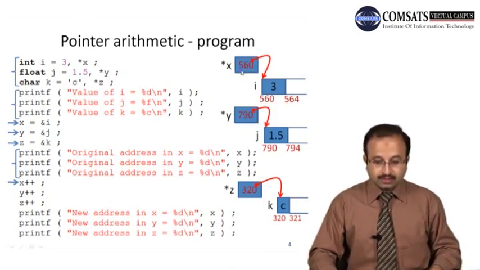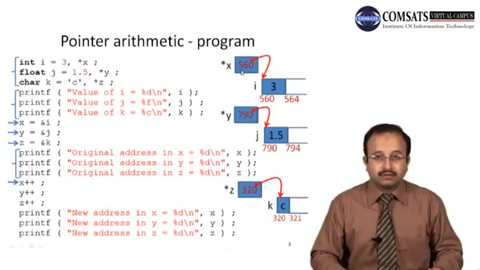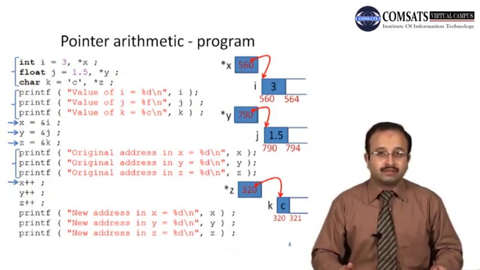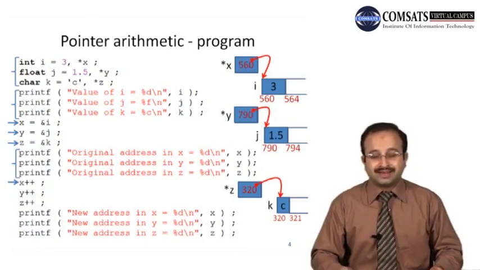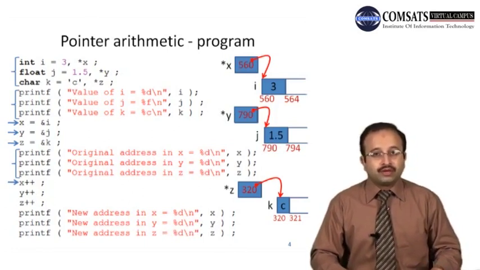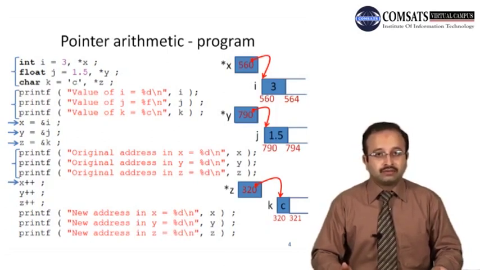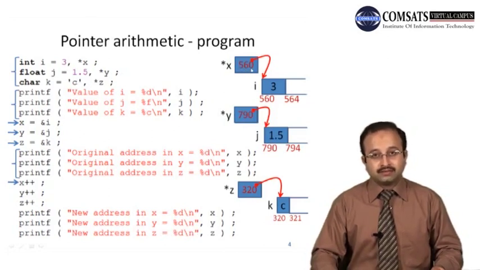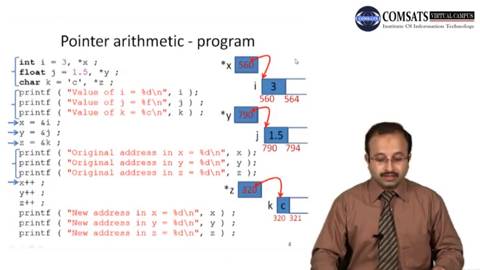So when this statement is executed, you will see over here the value of x will be incremented. Before incrementing that value, do you remember that I told you in the previous lecture that when you increment the value of the pointer, you have to look at the type of the pointer? If the pointer is of integer type, it should point to the next integer value, not the next byte. The next integer value is 4 bytes away from the current position, right? So if the current position is 560, the next integer value lies at 564, right?